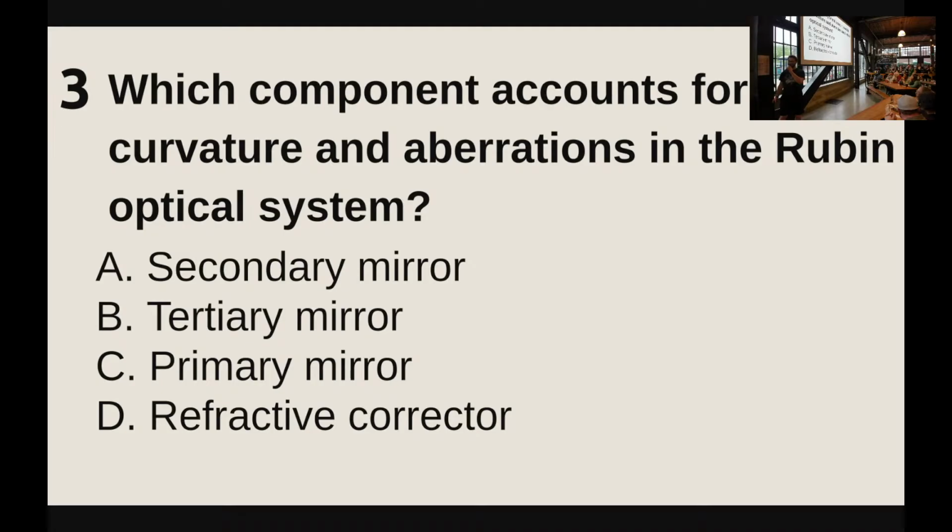Question 3. Which component accounts for field curvature and aberrations in the Rubin optical system? Is it A, the secondary mirror, B, the tertiary mirror, C, the primary mirror, or D, the refractive corrector? One of these things is not like the other.